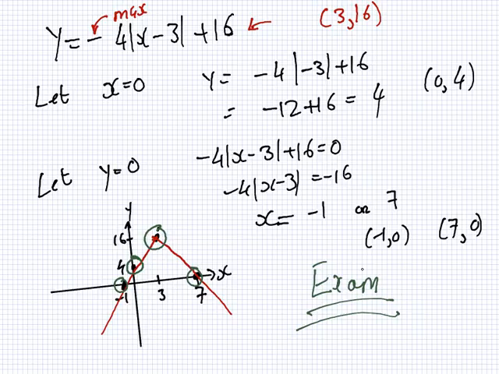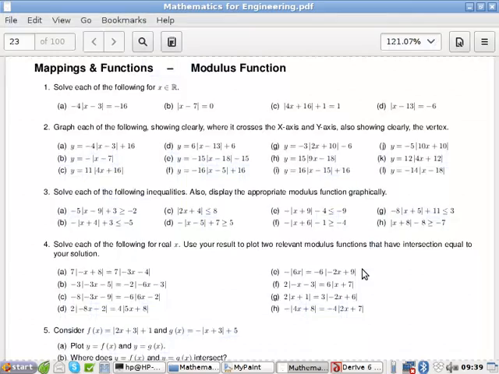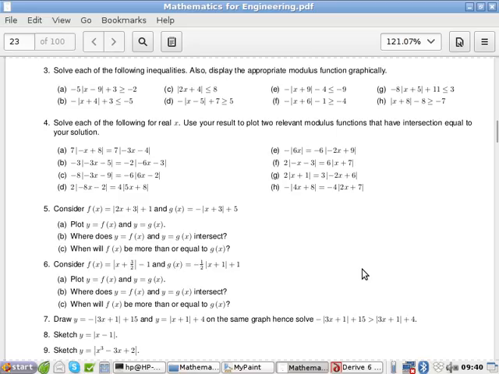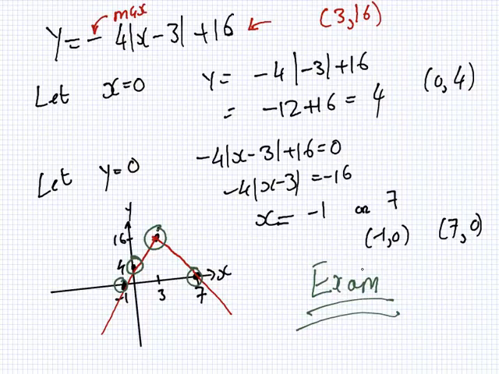Yes? Okay, what else do I need to show you? Inequalities. Not too bad, I don't think. Okay, let's just keep using the same one.